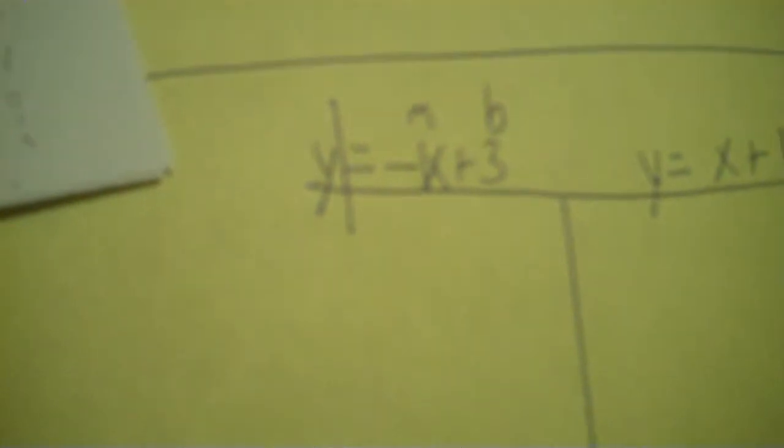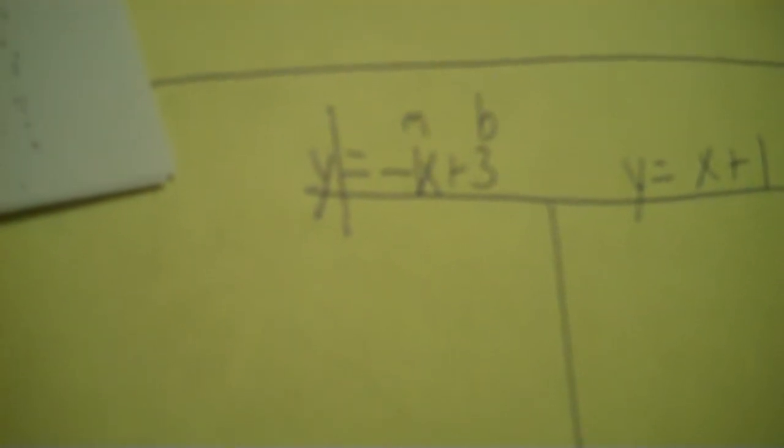That's your B. X doesn't have a number in front, you put a 1. Not in front of the Y, you want the Y by itself. Okay? So slope, y-intercept. So slope, negative 1 over 1, plus 3 is the y-intercept. Okay? Then I go down 1, forward 1.